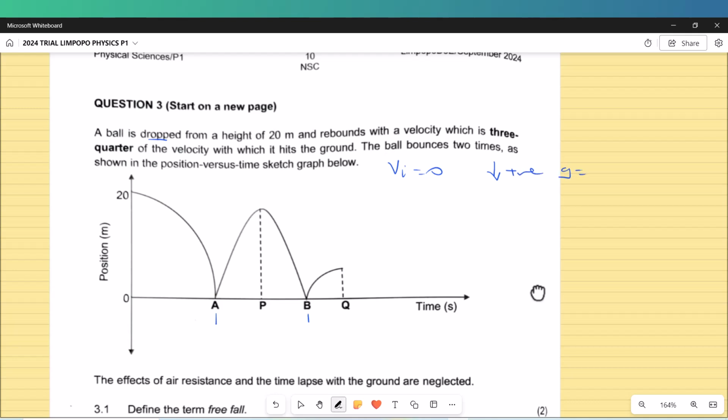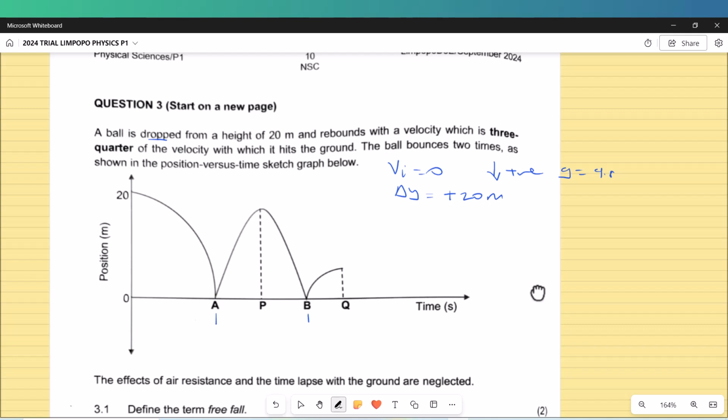What's our K? Our K is 9 times 10 to the power 9. Then our change in Y, they said it's going to be positive 20 meters, because we chose down as positive. Now we don't know all of the charges.